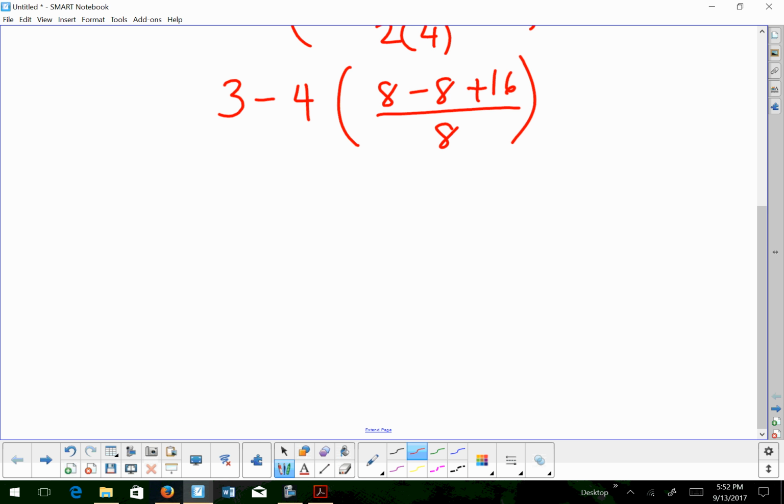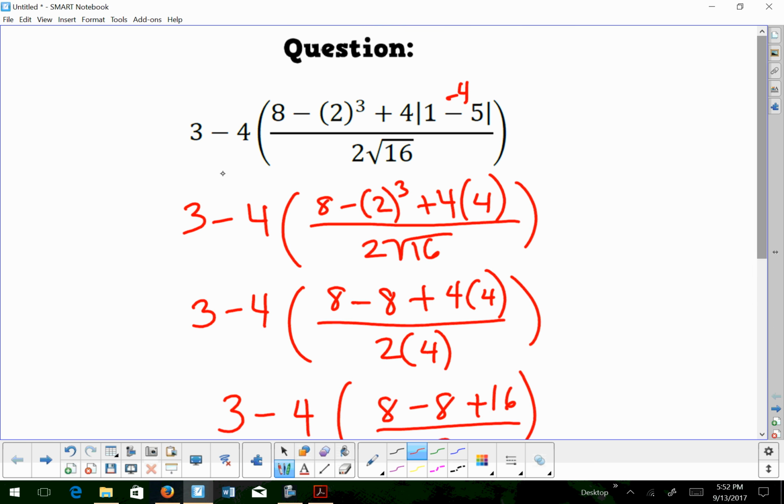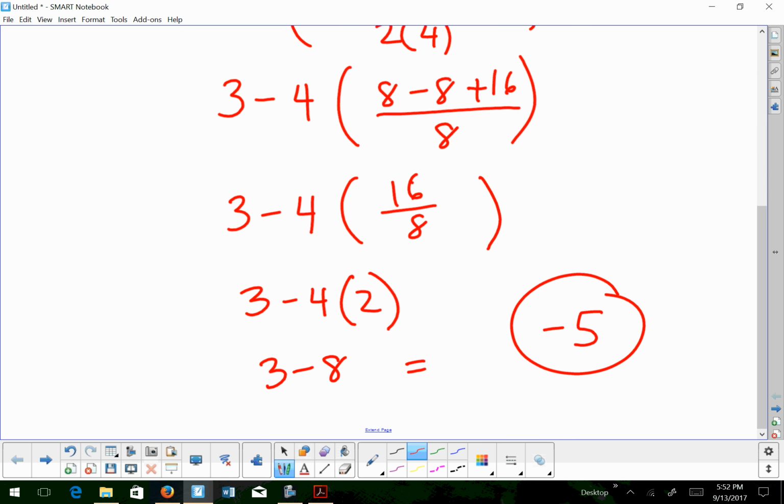So let's rewrite our problem here. 3 minus 4 times this whole quantity. 8 minus 8 is 0, and 0 plus 16 is 16, and now 16 divided by 8 can be performed. So 3 minus 4, and this simplifies to 2. So 3 minus 8, the answer is negative 5. Pretty impressive. This entire ridiculously long question actually simplifies down to the value of negative 5.